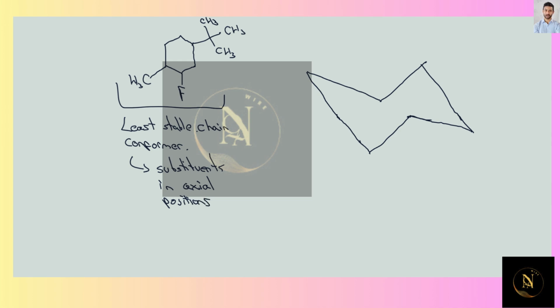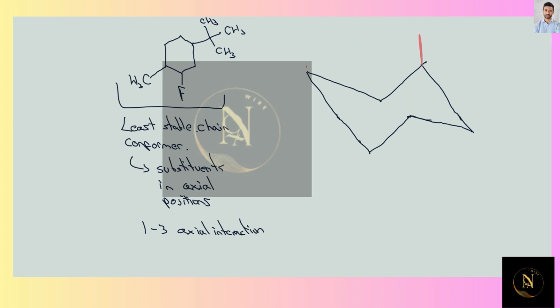This is due to something called the 1-3 diaxial interaction that comes from the axial position on one of the carbons and the one that is a little bit away on both positions. So in this case, it will look like this, and the interaction that we have in between these groups is going to destabilize our chair conformation. So in this case, what we want is to generate the least stable conformer.